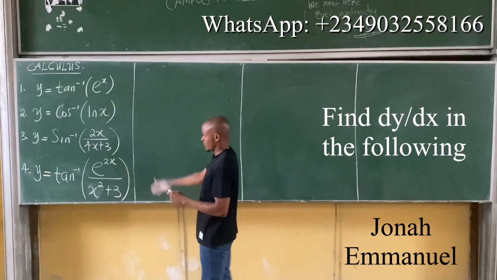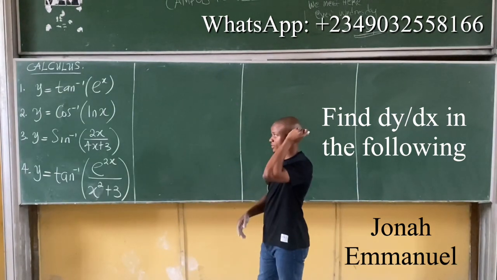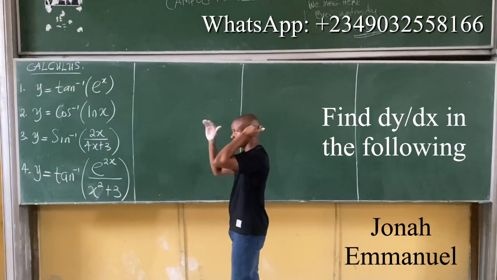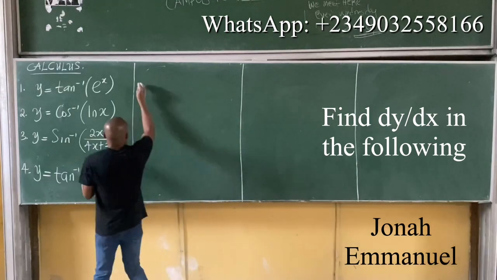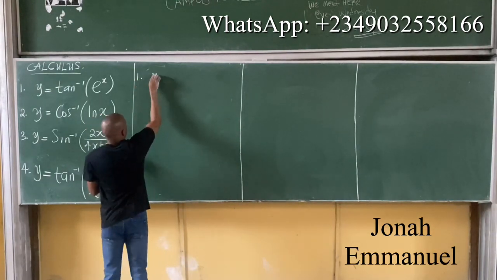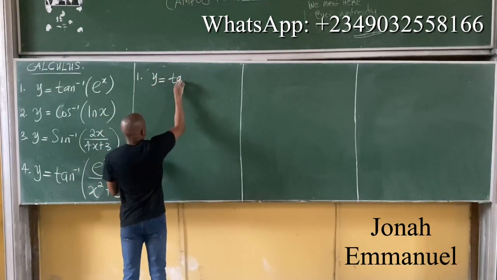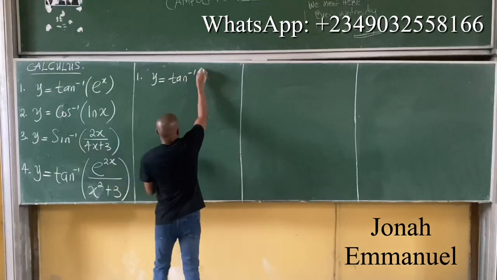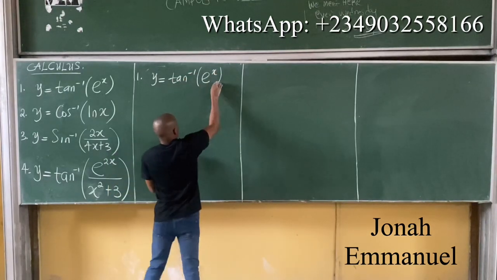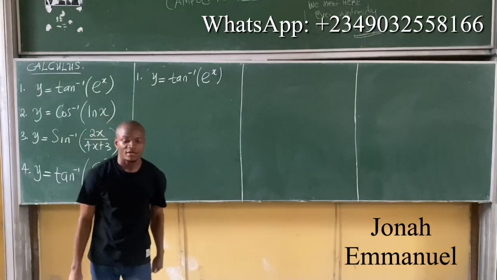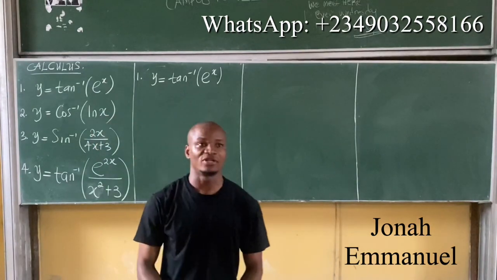So let's look at this. Find the derivative, dy/dx, in the following. So you have 1, 2, 3, 4. Let's start with number 1. Number 1, we have that y is equal to tan inverse of exponential x. Tan inverse of exponential x.